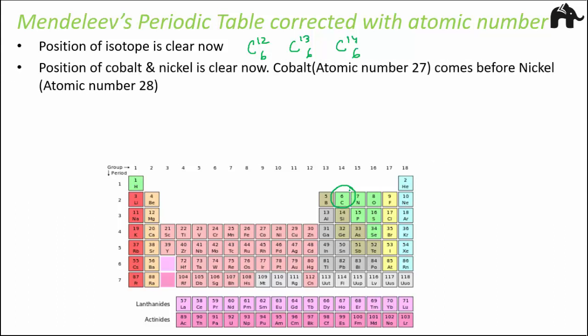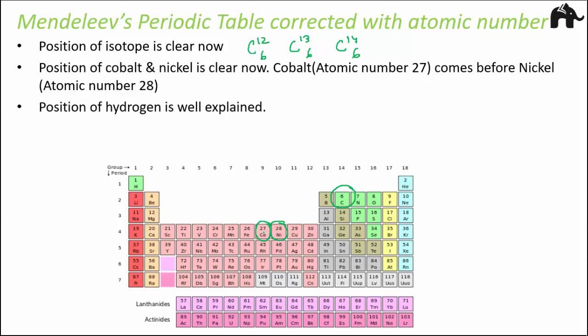Next, the position of cobalt and nickel. In Mendeleev's periodic table, we saw that cobalt had lesser atomic mass, but still it was placed after nickel. So there was a confusion. But now it was all sorted because cobalt has atomic number 27, nickel has 28, and they are rightly placed. Third limitation, the position of hydrogen.